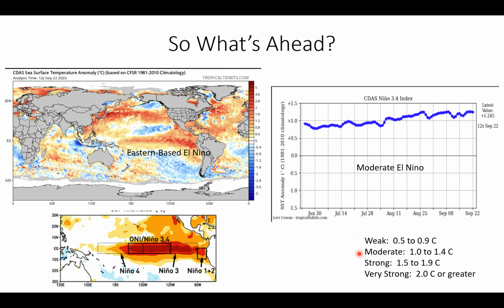We're sitting at positive 1.245 degrees Celsius in that Nino 3.4 region. By the way, these are the classifications of El Ninos based on the sea surface temperature anomalies in the Nino 3.4 region, ranging from weak all the way to very strong. This is your Nino 3.4 region right here. See this right here? This is the Nino 3.4 region.